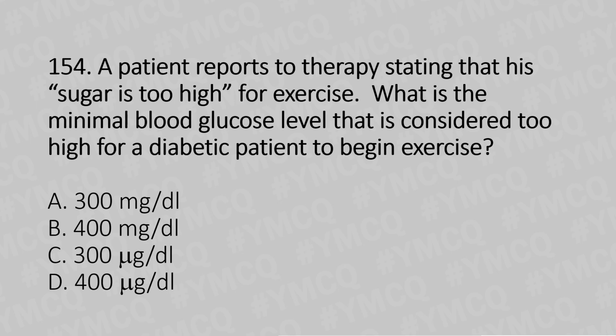Option A, 300 mg per deciliter. Option B, 400 mg per deciliter. Option C, 300 ng per deciliter. Option D, 400 ng per deciliter. And the answer is Option A, 300 mg per deciliter.